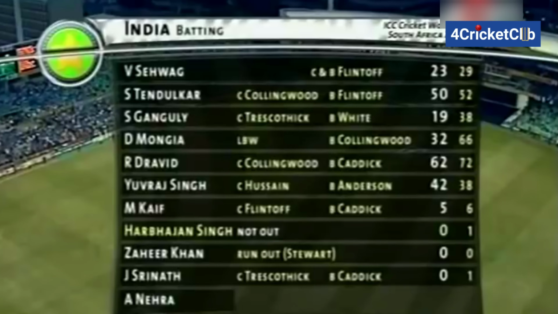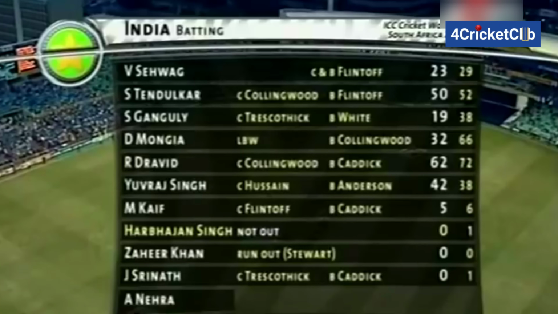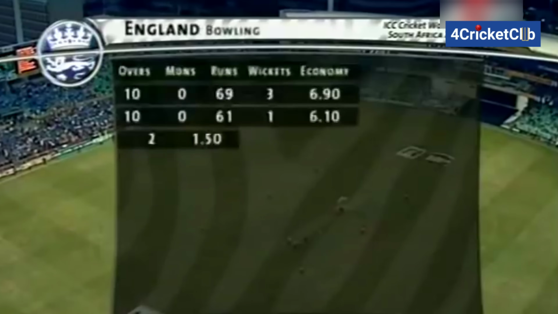Well, some useful contributions to say the least from Sachin Tendulkar, who looked in fantastic form. That was a key wicket for England to slow the rate down. When that rate did slow, Dinesh Mongia took his while to get to 32. Rahul Dravid showed a lot of patience to start with, ended up with 62 from 72 deliveries. Yuvraj Singh added some acceleration towards the end. Then those wickets right at the end in the final over meant it was an almost fruitless final over. The final total for India, 250 for 9 from their 50 overs.